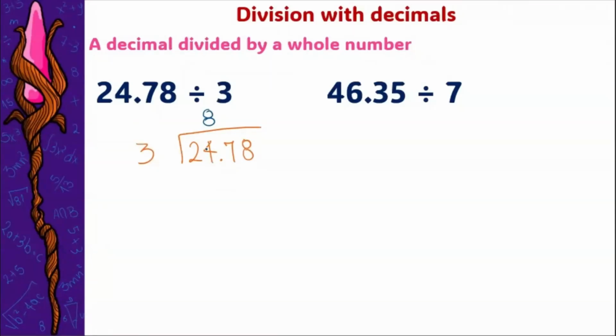So 3 times 8 is 24. We subtract, 24 minus 24 is 0, and we bring down the next digit. Notice the next digit is already a tenth, a decimal after the decimal point, so it's also time to put the decimal point in the answer. And we keep going with the division normally.